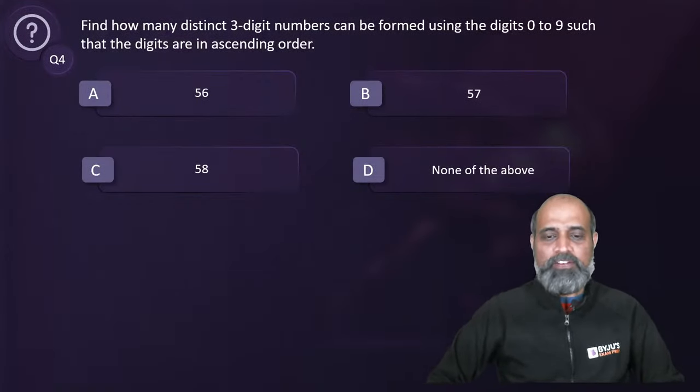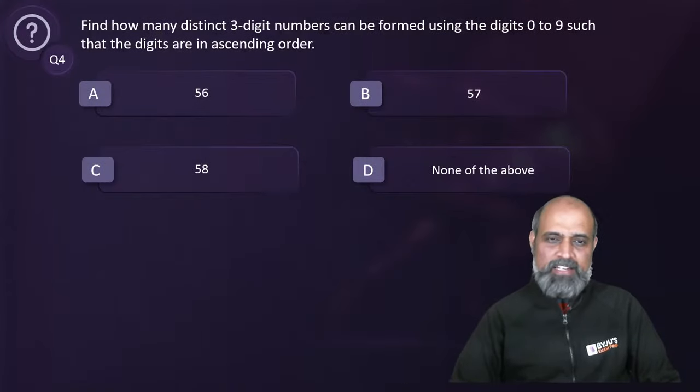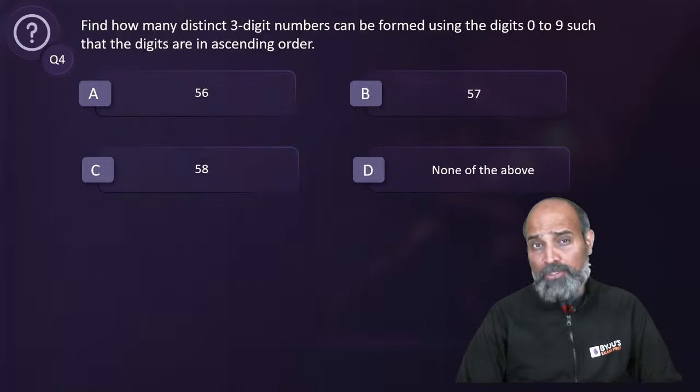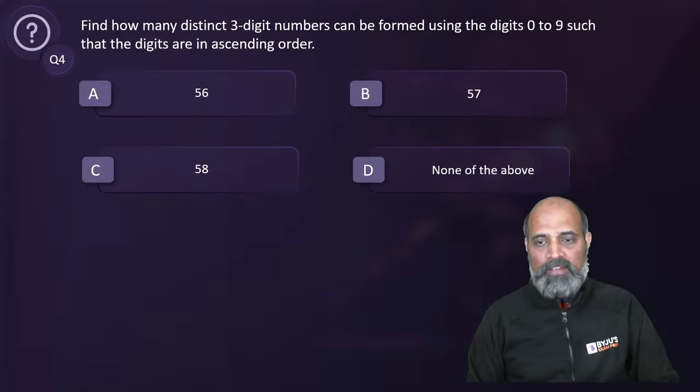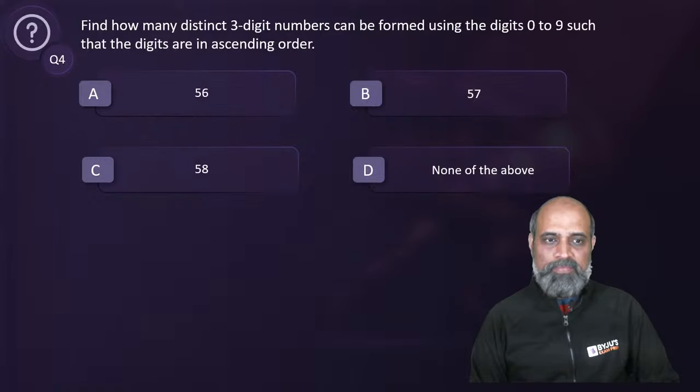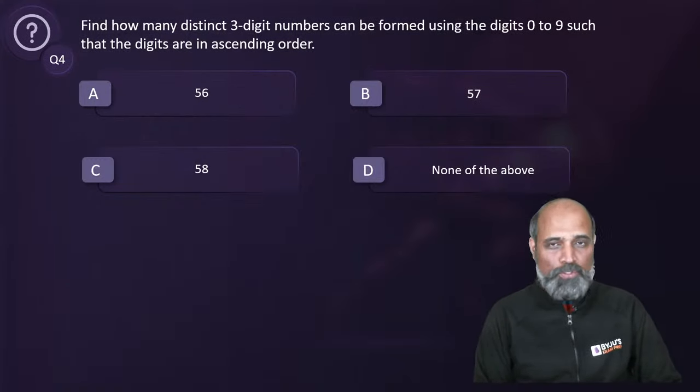Vrinda, if they need to be in ascending order, you can't have 3 2 1, no? 3 2 1 is not ascending. 1 2 3 is ascending. One of those two you have to consider, right?